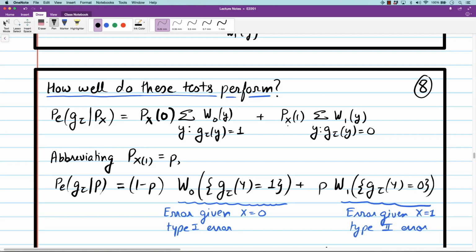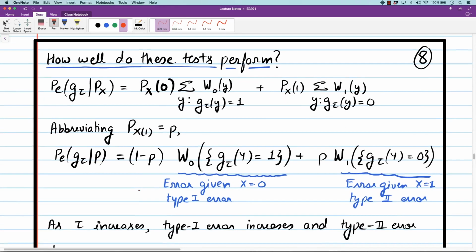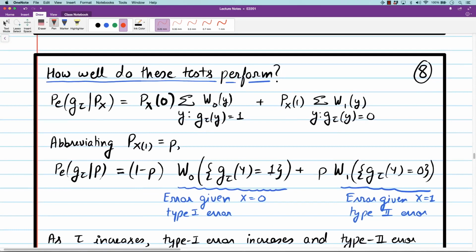The second part of the probability of error is that in fact the true hypothesis was 1, but you ended up declaring 0. So all such y's with their probability measured under 1 is the second part of the probability of error. We just abbreviate this probability of 1 as p. So the probability of error is 1 minus p into W0 of this test declaring 1, measured under W0, plus p, the probability of 1, into the probability under W1 that the test declares 0. This is your probability of error.